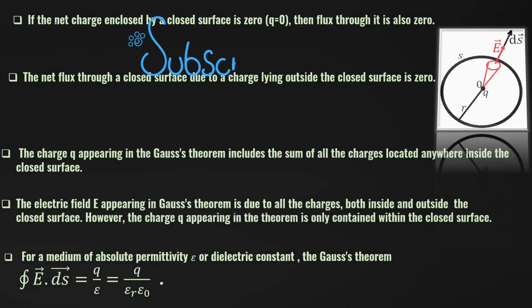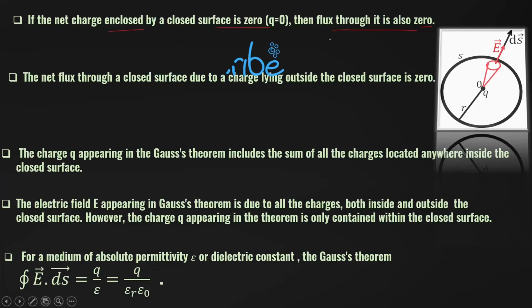Next, if the net charge enclosed by a closed surface is 0, then the flux through it is also 0. That we have proved earlier. If no charge is enclosed by a surface, the flux will be 0. The net flux through a closed surface due to a charge lying outside the closed surface is also 0. If the charge is lying outside the surface, then the flux is also 0. These things I have already proved in the concept of electric flux.